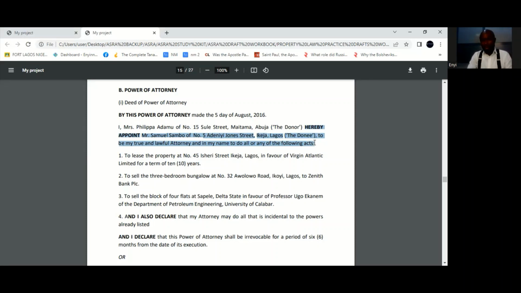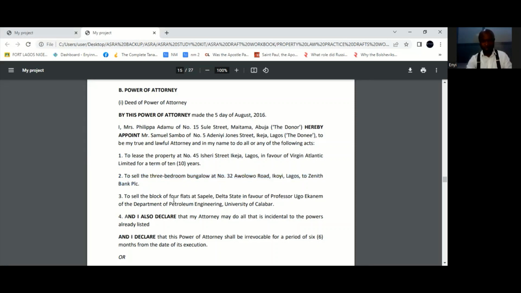And after that, what follows are the power clauses. All right, so the clauses by which the donor confers authority, grants authority to the donee to do different acts. So here we have like 3 different power clauses. The first one says to lease the property at number 45 Ishere Street, Ikeja, Lagos in favor of Virgin Atlantic Limited for a term of 10 years. 2, to sell the 3-bedroom bungalow at number 32 Awolowo Road, Ikoyi, Lagos to Zenith Bank PLC.